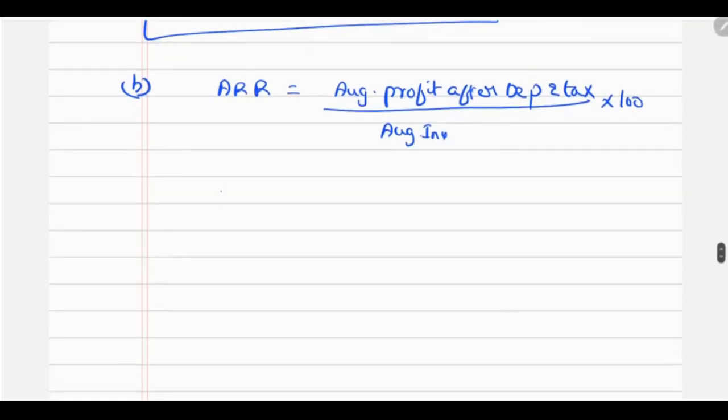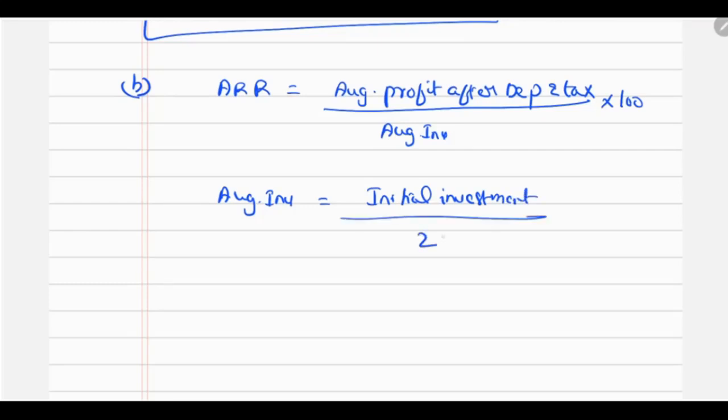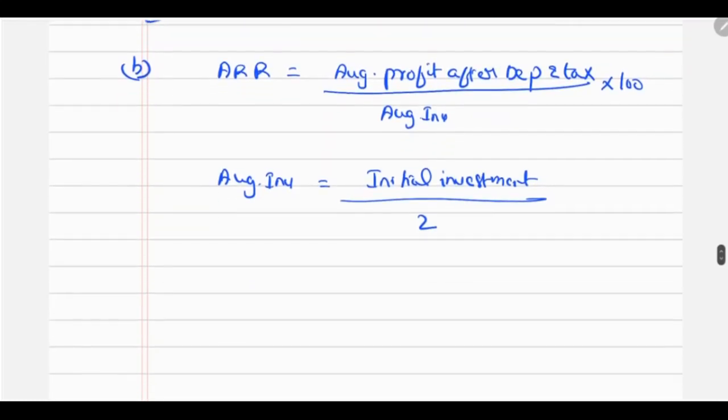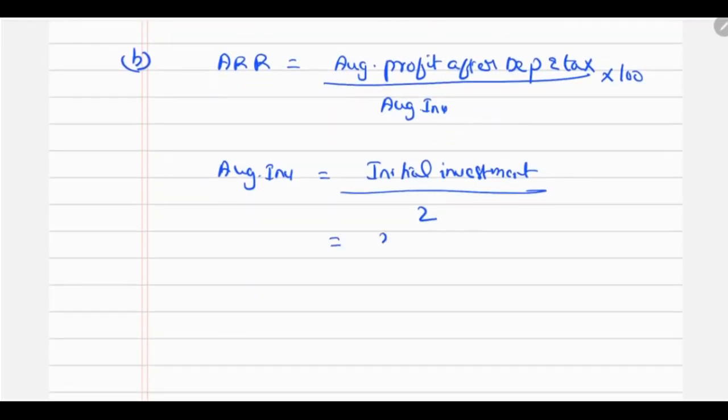So how to find the average investment? Average investment will be your initial investment divided by 2. In this case, initial investment is nothing but our cost of the project. The cost of project which is given to us is 50,000 rupees, and dividing it by 2, we'll be getting the average investment of around 25,000.